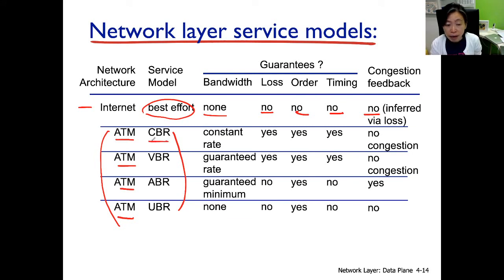The CBR stands for constant bit rate service. So it actually guarantees a constant rate. So this is perfect for the constant data streams. It guarantees such that there's no loss, packets arriving in order, and the timing of the packets is also guaranteed. It's going to be constant. And there's not going to be congestion at all, so there's no need of congestion feedback.